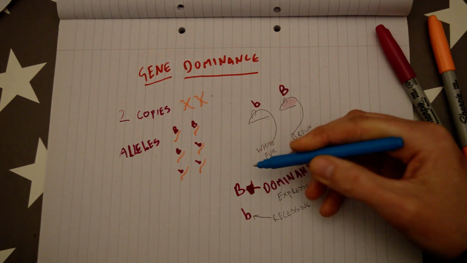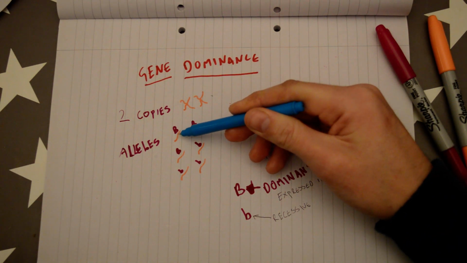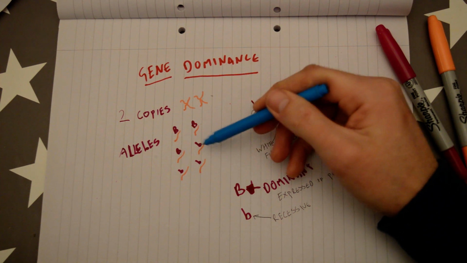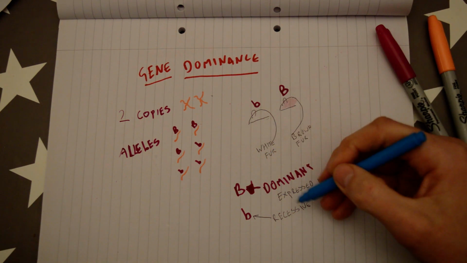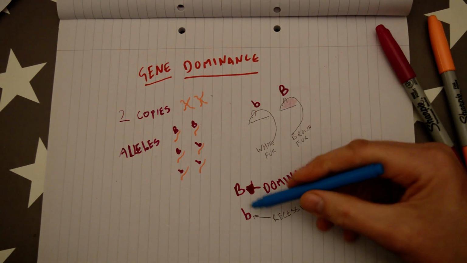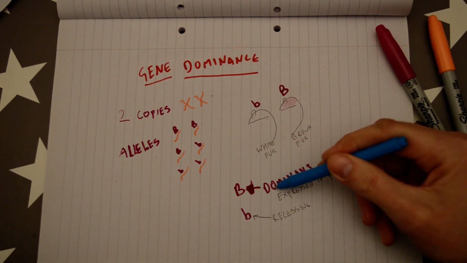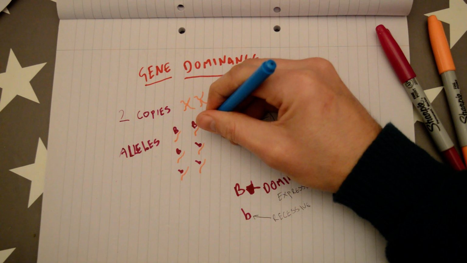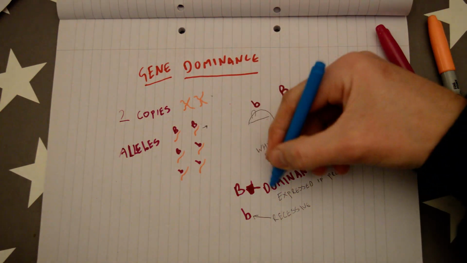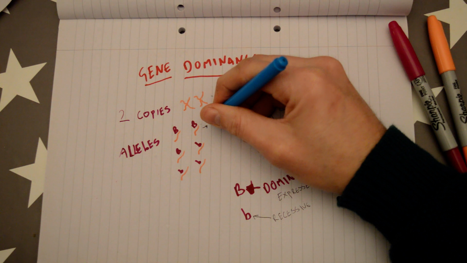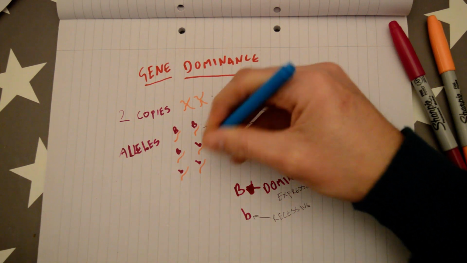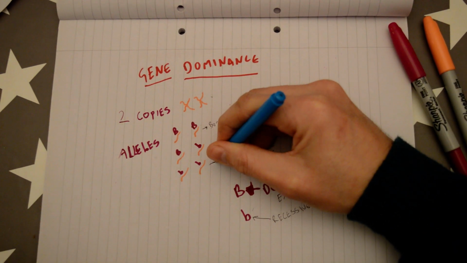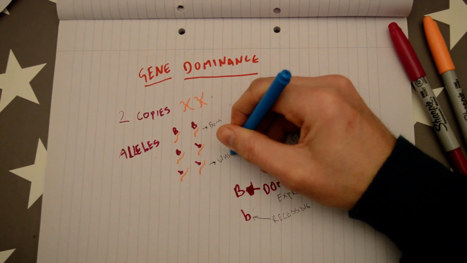The lowercase b, I'm going to call the recessive gene, the recessive allele. So allele being two copies of the same gene, they could be the same allele, maybe they could be different alleles, b, small b. The recessive is only expressed if the dominant isn't present. So if we have the two capital B's, that's two copies of the brown fur gene, it's going to be brown. If we have two lowercase b's, that's two copies of the white fur, that's going to be white.